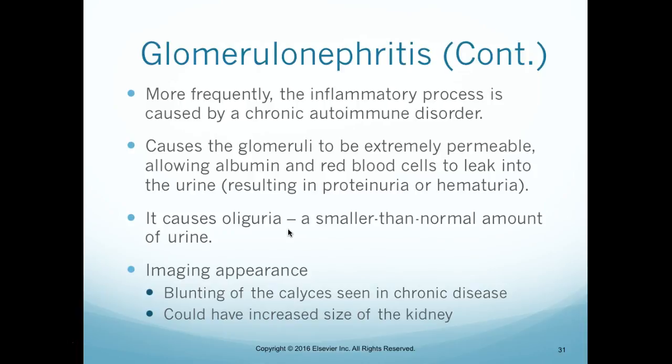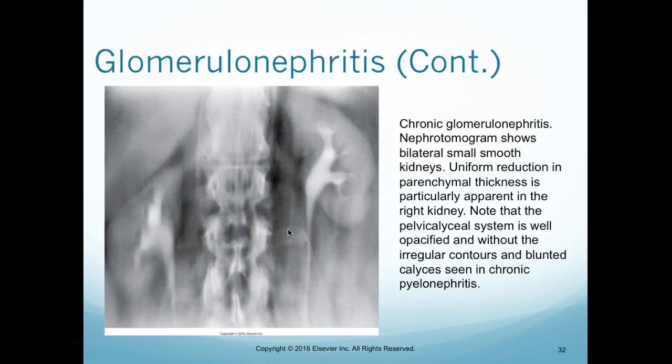In chronic cases, acute cases we don't see, but chronic cases will have blunting of the calyces, and we could have increased size of the kidney. So here I don't see increased size of the kidney, but we do have blunting of the calyces on both sides.